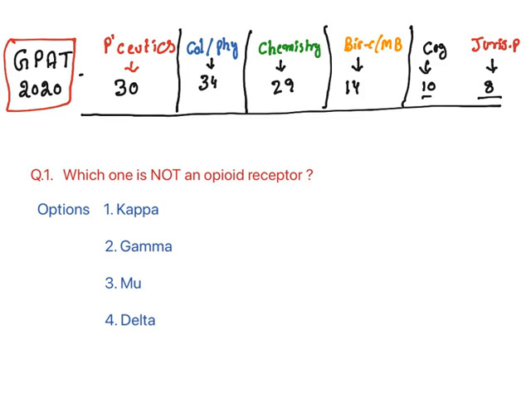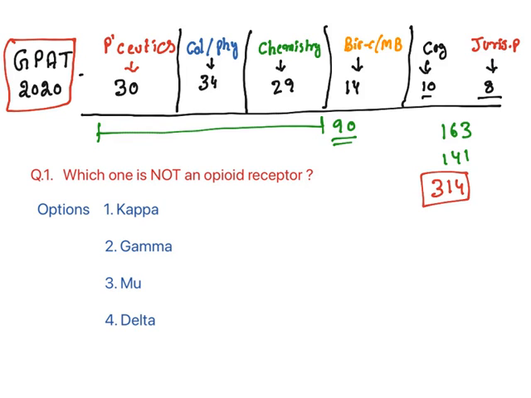In the previous year, 2019, the pattern was more or less similar. Students, understand this: these are the three important subjects, pharmaceutics, pharmacology and physiology, and all the chemistries put together. You will get around 90 questions from them. And for your knowledge, in 2020 the cutoff for the open category was 163, for OBC it was around 141, and the All India topper scored 314 marks. So this is the statistics of GPAT 2020.